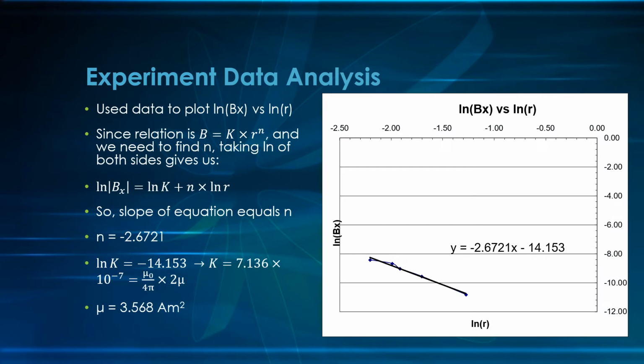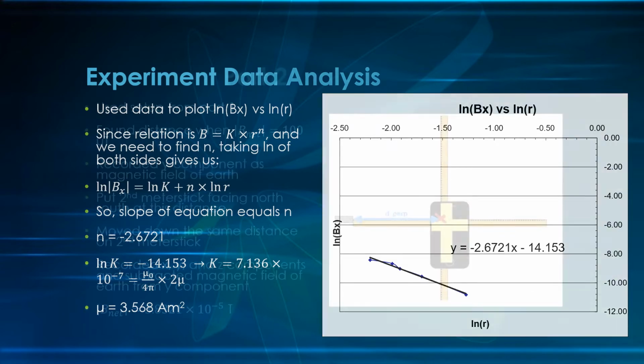I used the data to plot this graph. Since the equation is B equals k times r to the power of n, taking the ln of both sides allows n to be equal to the slope of the equation. Therefore, n is equal to negative 2.6721. Also, using ln of k, which is the constant, I was able to figure out the magnetic moment to be 3.568 amps times meters squared.